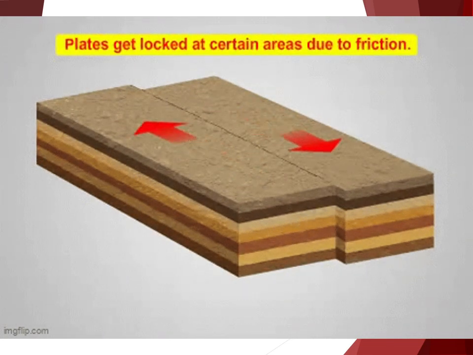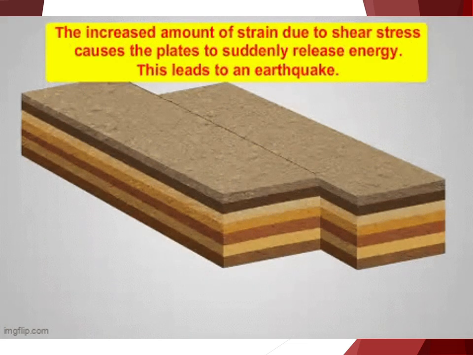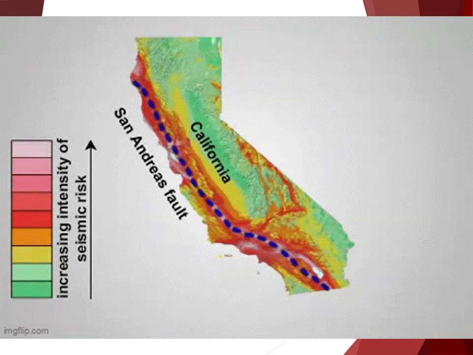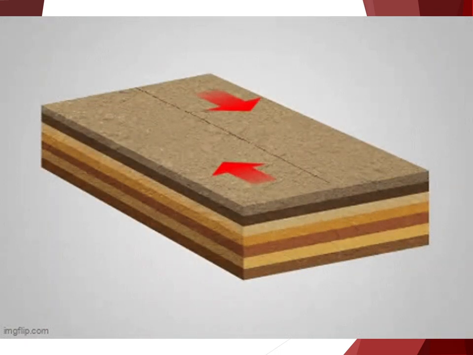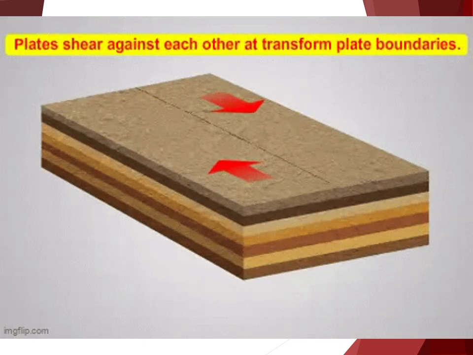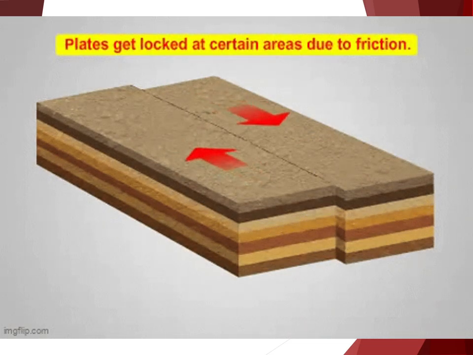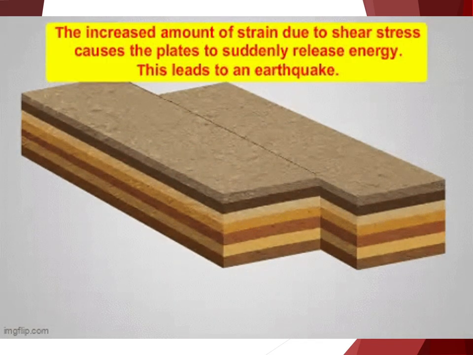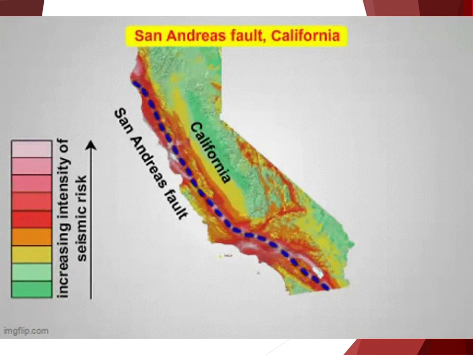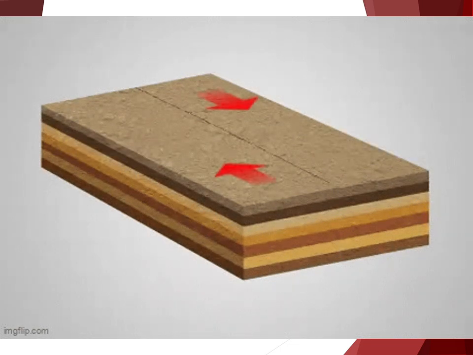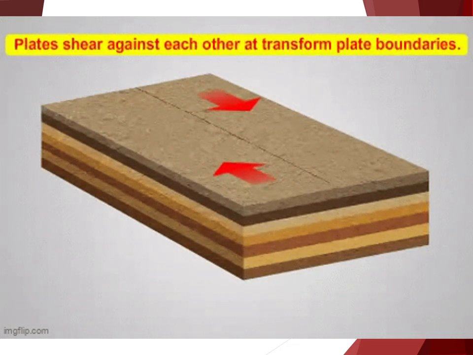Transform boundaries can occur under the ocean or on land. At a transform boundary, crust is neither made nor destroyed. Instead, the plates push against each other, producing enormous stress that builds up potential energy. When the stress reaches a critical threshold, potential energy suddenly transforms into kinetic energy, and the plates slide parallel to each other.